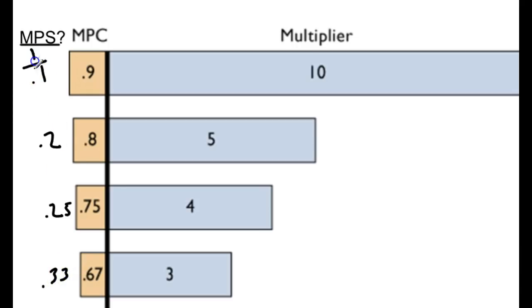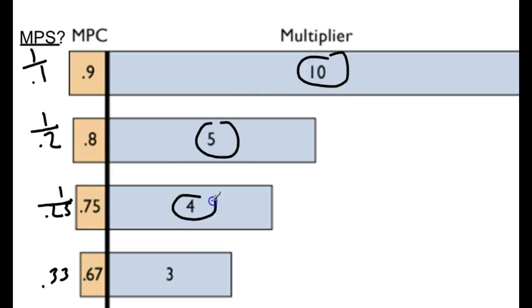1 over 0.1 gives us a multiplier of 10. 1 over 0.2, multiplier of 5. 1 over 0.25, multiplier of 4.